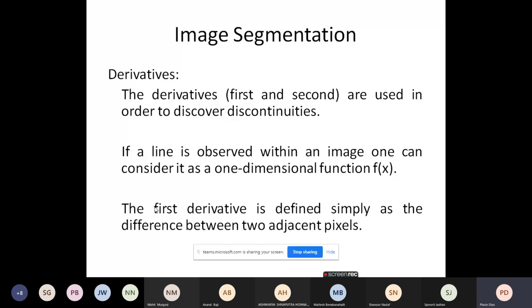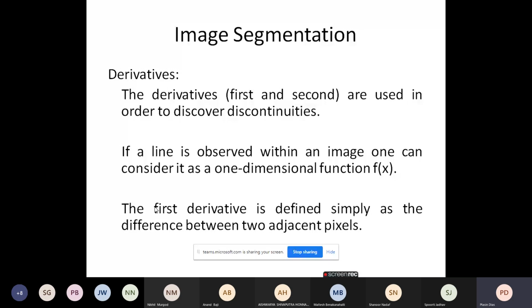If I want to write it, the first derivative is defined as the difference between two adjacent pixels. How do we write a derivative? Normally you write dy by dx or dou y by dou x. Now for an image, if I consider f as the image representation, then I may write it as dou f by dou x. Or whenever I want to write a derivative, the normal method is to write f dash of x.